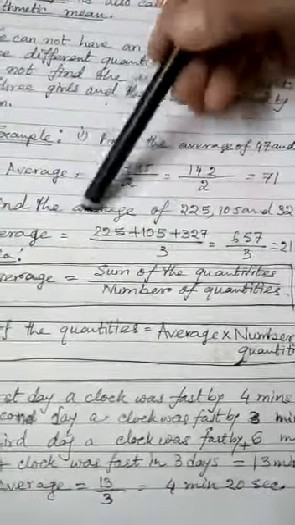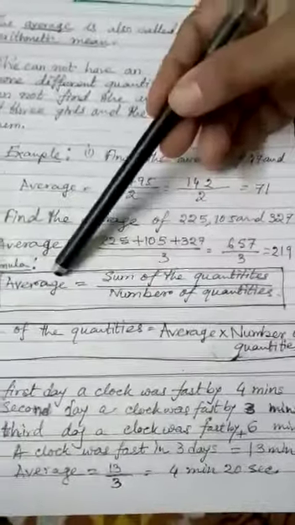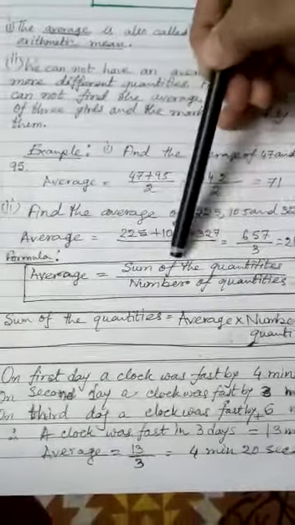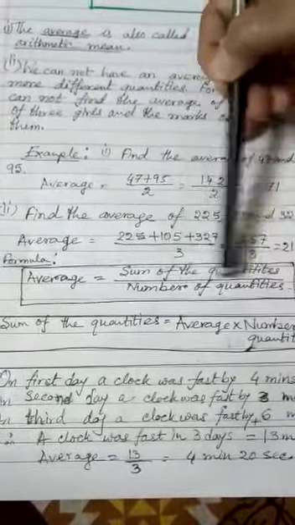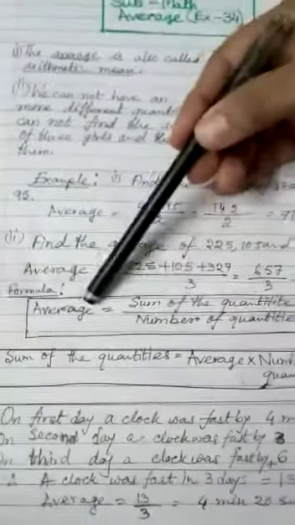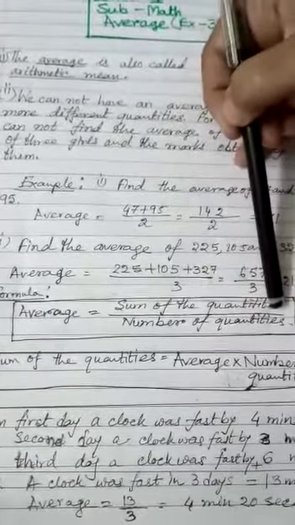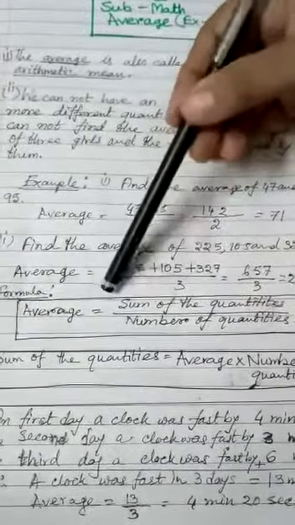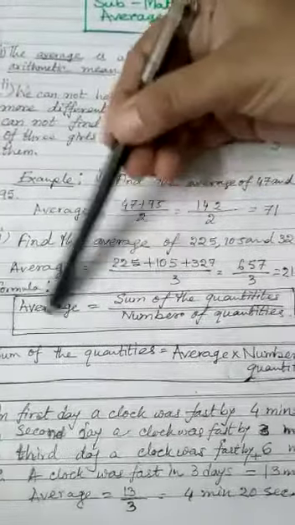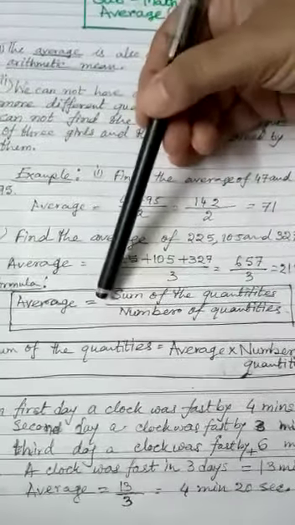So from these two examples, we can get a formula of average. What is that formula? Average equals the sum of the quantities by the number of the quantities. I want to repeat it once again. Average means sum of the quantities by the number of the quantities. Now this is a very important formula that you have to mug up. Okay.